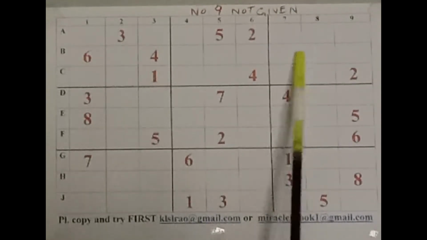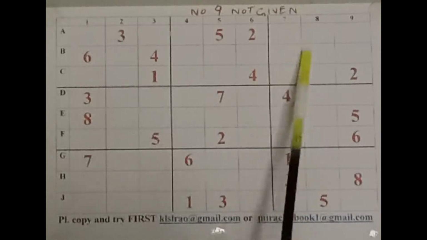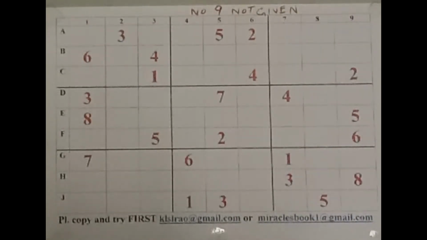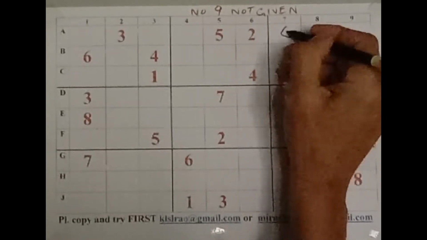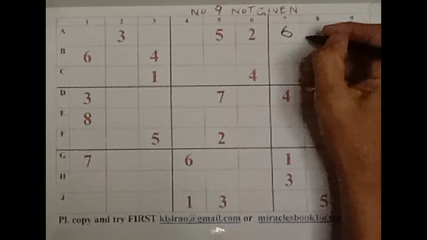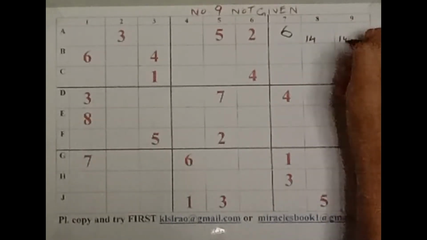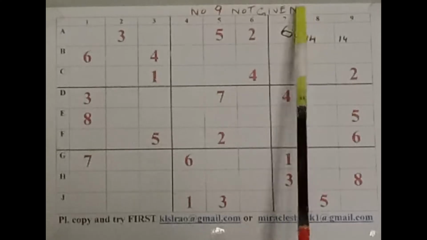But you see 1 and 4 the same column here. So applying our 2x3 trick, we can write definitely number 6 here. Okay, let us write that, the first lucky number for this puzzle, number 6. Okay. And these two places are naturally for 1 and 4. Let's write 1 and 4 there. That is 1 and 4.